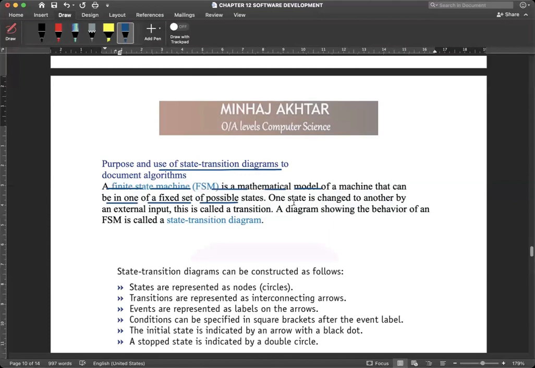So one state is changed to another state by an external input. This is called transition. Yes, let's suppose this is a door.